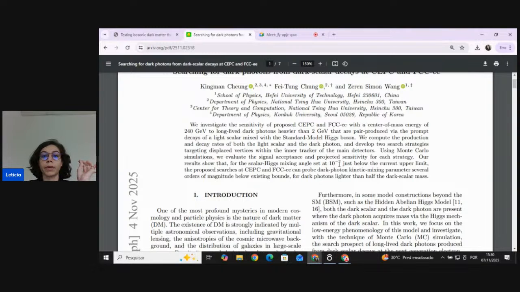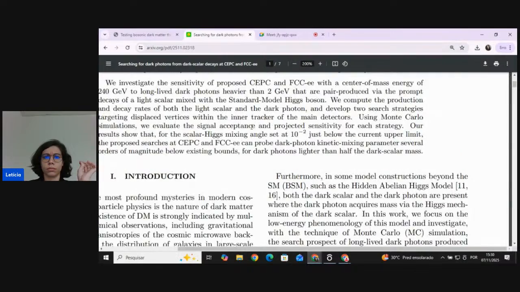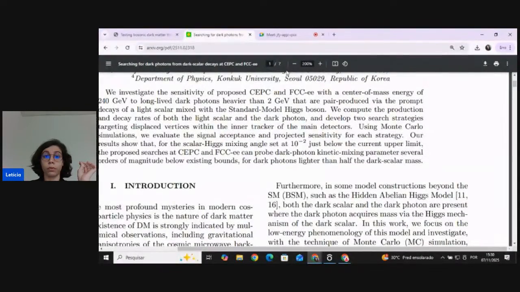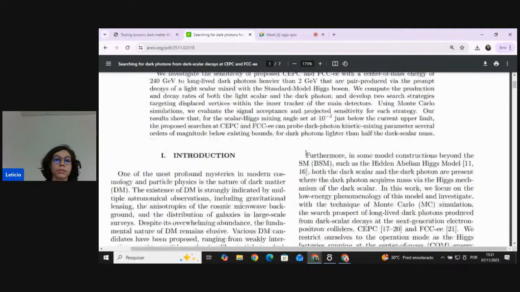So the range of mass for both the dark photon and the dark scalar would be from 10 to 100 GeV, so in the GeV scale, but in the lighter part. And the search would be mainly for displaced vertices, considering that this dark photon is long-lived.